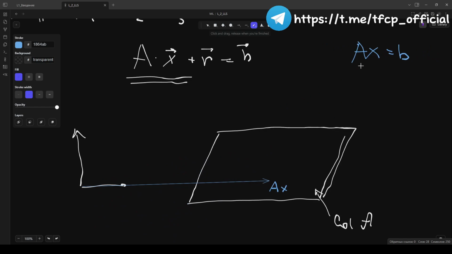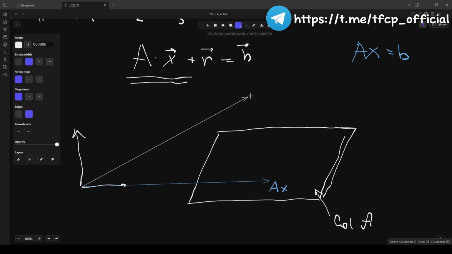Can you tell me when this system would have a solution? Where should vector b be located for this system to have a solution? This is vector b. Where should I place it in order for this system to have a solution? This system has a solution if vector b belongs to this column space. That is, if it were here, we would say that there exist two such numbers, the components of vector x. I multiply the matrix by vector x and obtain vector b.